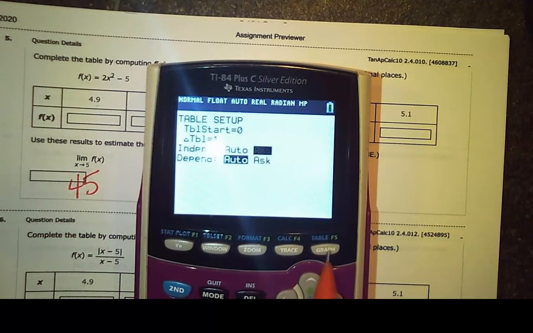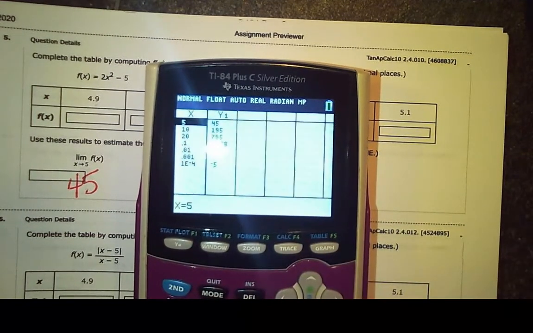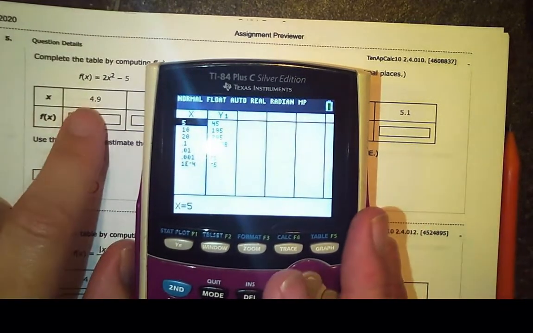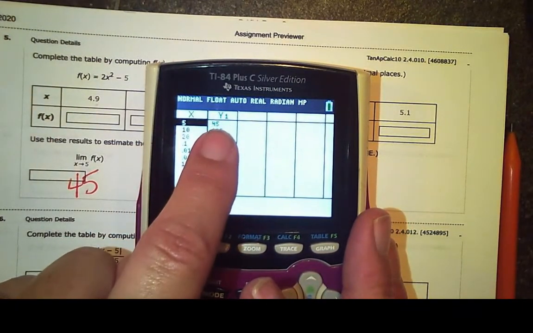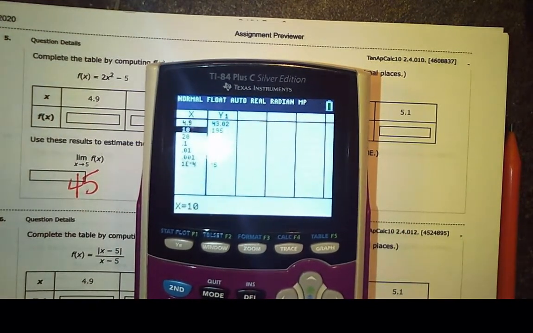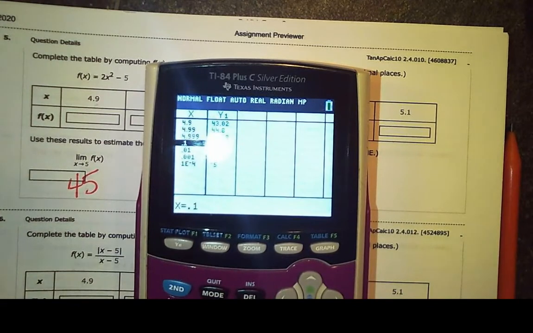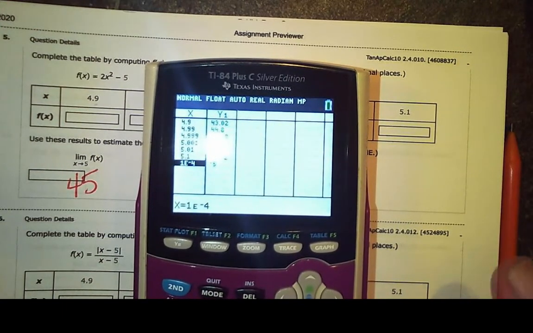Now hit second graph, and that's going to take you to the table. I've got stuff already in here, so I'm just going to clear this. Well, that didn't work. It doesn't matter, I'm just going to start entering this stuff in. And what did we already say? If I shove in a 5, what's going to pop out is a 45. Well, I'm not supposed to know that yet. So I'm going to hit 4.9 and let it figure it out. Then 4.99, 4.999, and then I'm going to hop on over to the other side and do 5.001, 5.01, and 5.1. Okay, so what do I get?